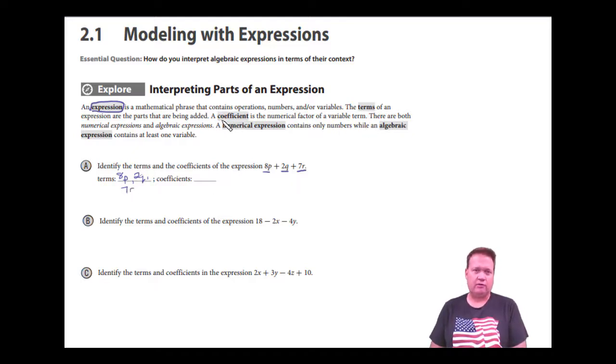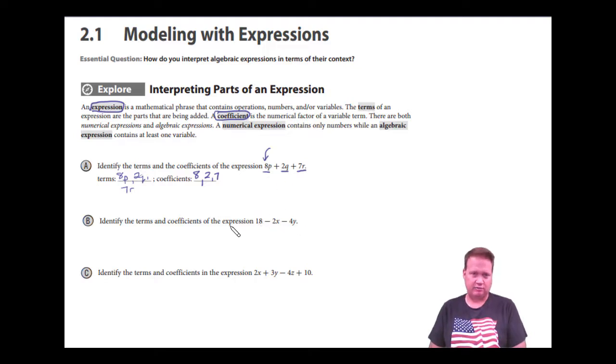Now, the last vocabulary word we need to be familiar with is the idea of a coefficient. The coefficient is just the number of a variable term. So, for example, 8 is a coefficient because it's the numerical factor of 8p. It's just the number out front. Here the coefficient is a 2, and here the coefficient is a 7. So there are actually three coefficients and three terms in this expression.